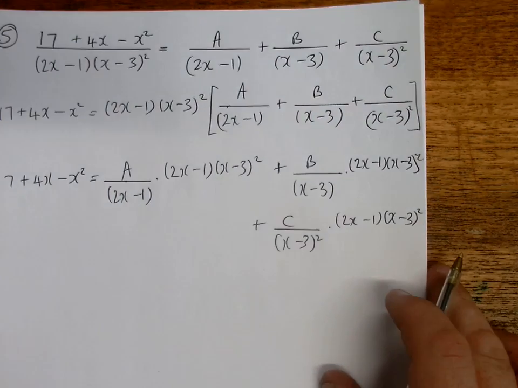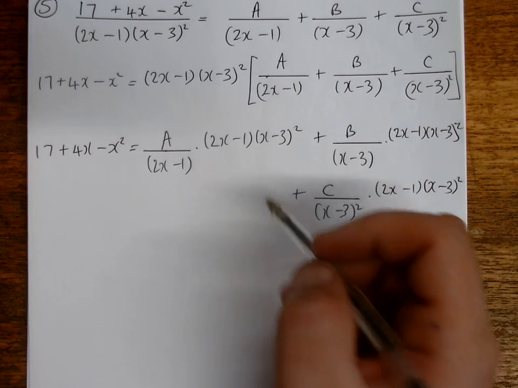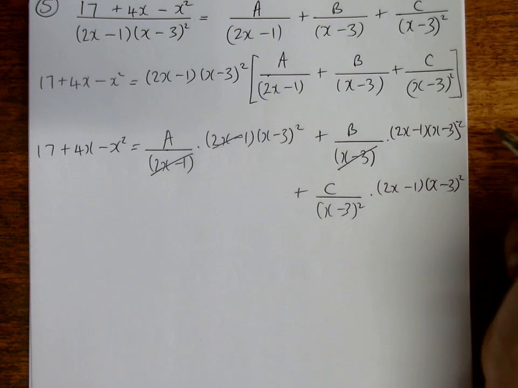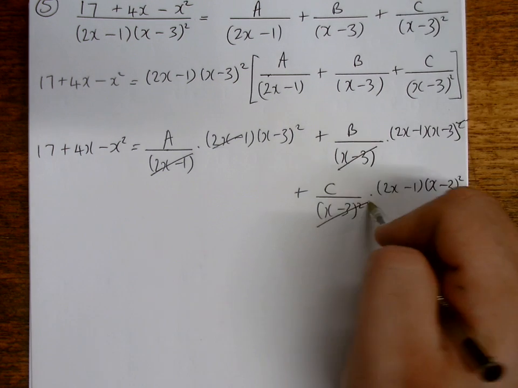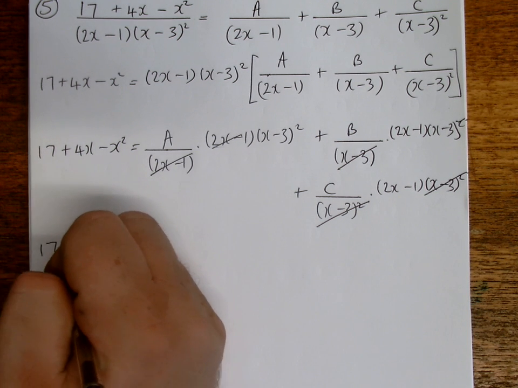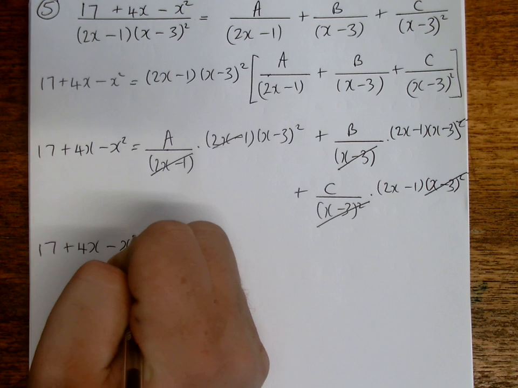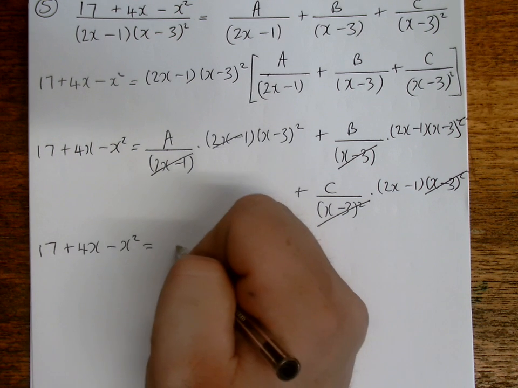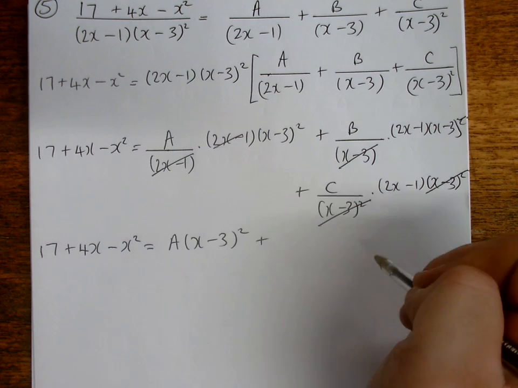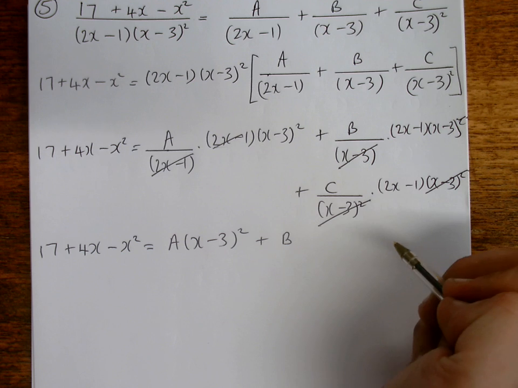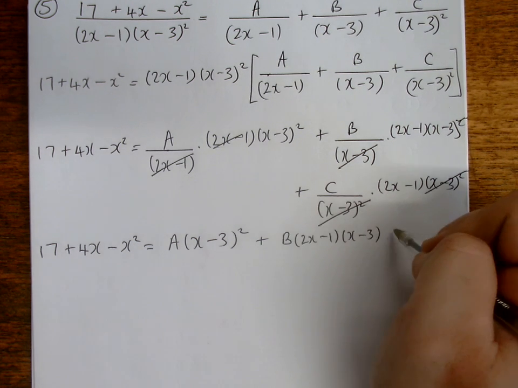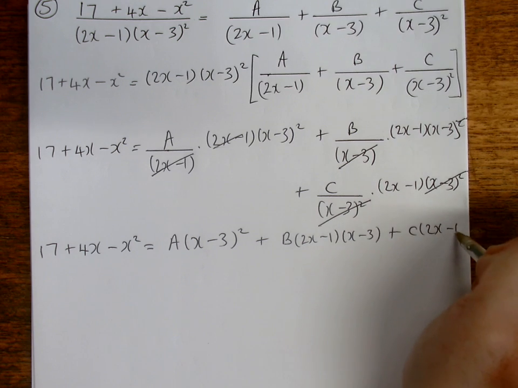Okay, so the 2x minus 1s will cancel here. The x minus 3 cancels with the square there, and then the x minus 3 squared cancels with the whole thing there as well. So we end up having 17 plus 4x minus x squared equals 2 a x minus 3 all squared plus b 2x minus 1 x minus 3 plus then c 2x minus 1.